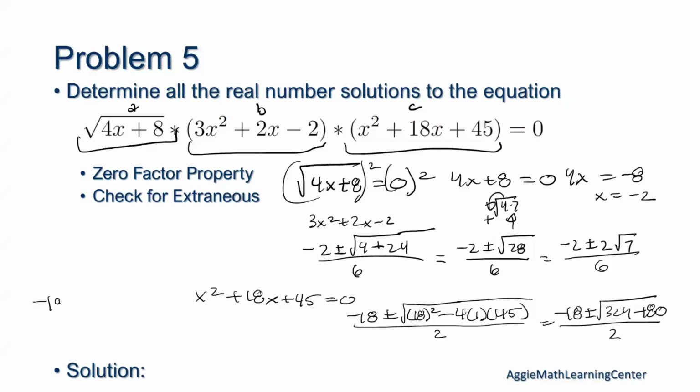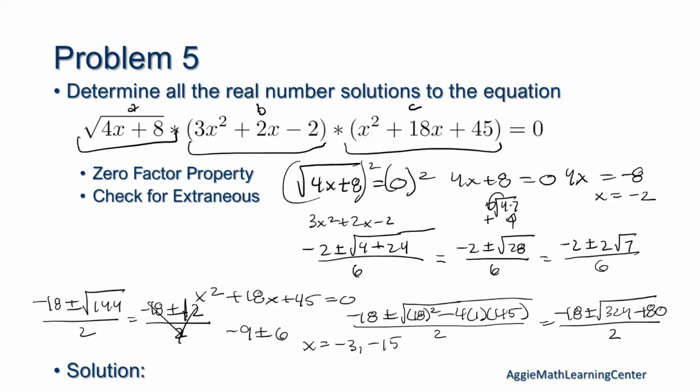So we have negative 18 plus or minus the square root of 144 over 2, which is negative 18 plus or minus 12 over 2. Canceling out, the denominator is 2, and we have negative 9 plus or minus 6. So we have either x is equal to negative 3 or x is equal to negative 15.